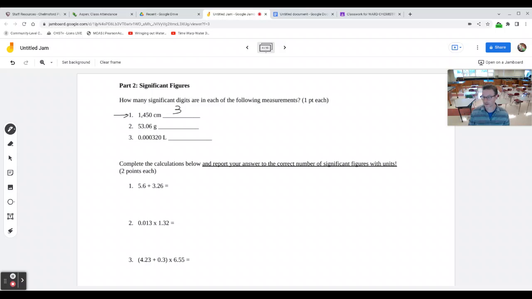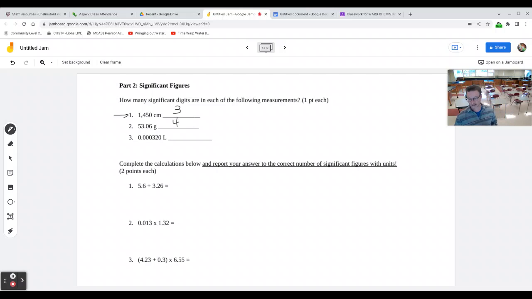The second number, 53.06, the 0 here, so we have 3 digits that aren't 0, and then the 0 here is between the 3 and the 6, which means it's sandwiched in there. That second rule says zeros between other digits are significant, so all of these digits count as significant figures.